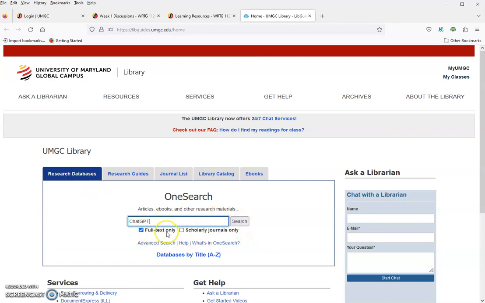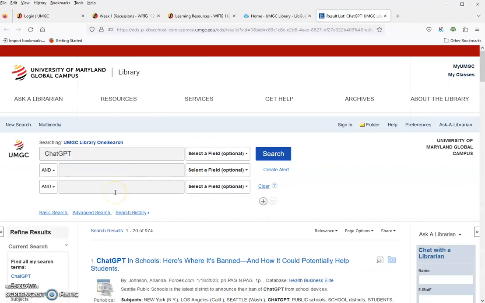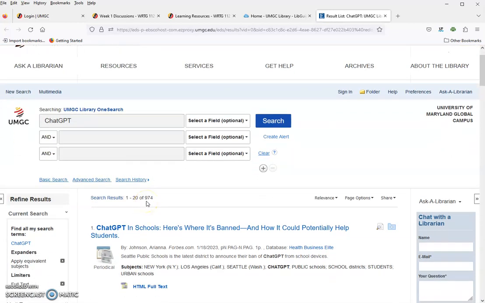I like full text only. You might want to do scholarly journals. I'm not going to do that this time. And for the first assignment, you need to have an article that's in the current year. So this is a hot topic, and one of you can choose it if you want. But the thing with it is ChatGPT.